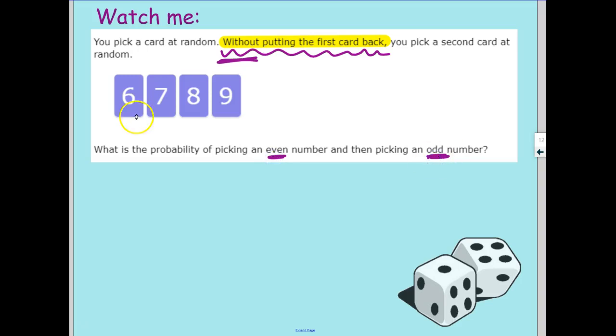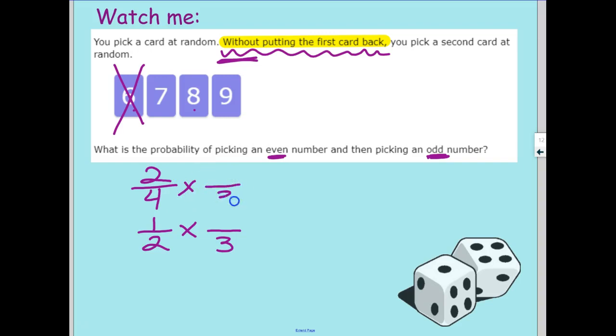Probability of an even right now is there's 2 evens out of 4 cards. So that is 2/4 or 1/2. So I'm going to multiply that by the probability of getting an odd. Now wait a second. One of my even numbers is gone. It doesn't really matter if it's the 6 gone or the 8. How many cards do I have left? Now I only have 3 cards left, so my bottom number is going to be 3.